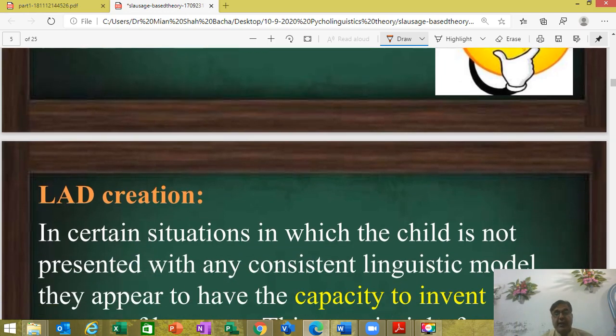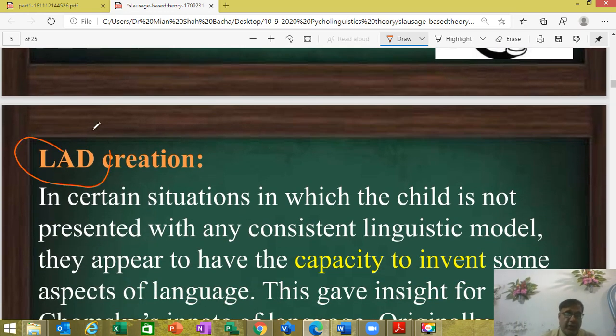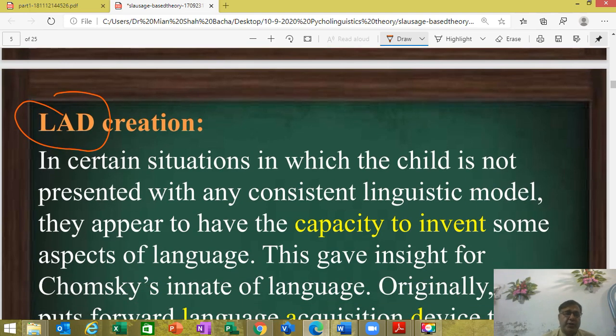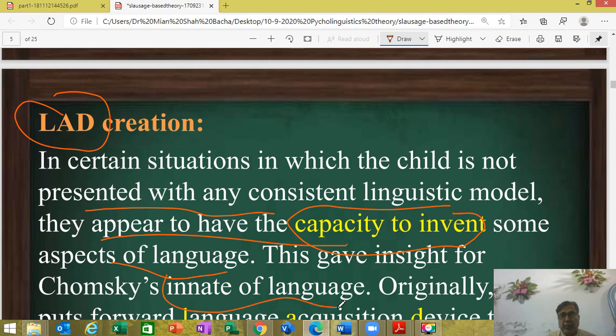then he talks about creolization. In certain situations in which a child is not presented with any consistent linguistic model, they appear to have the capacity to invent. Remember, as we said, the children are genetically pre-programmed to acquire language. So they already have the capacity to invent some aspects of language. This gives insight to Chomsky into the innateness of language. All right.